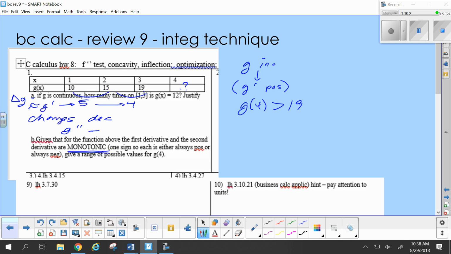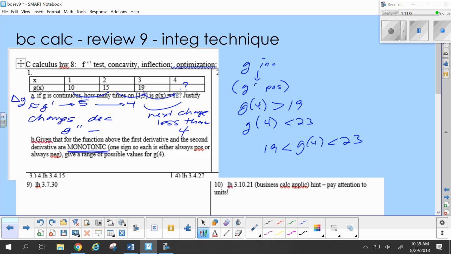Now, that means that the next change must be less than, does it have to be 3? Don't read into it too much. Does it have to be 3? No, it has to be less than 4. So if it has to be less than 4, you're a step ahead of me, but yeah, I see what you're saying, 23. The next change has to be less than 4. Well, if we're at 19 and the next change has to be less than 4, then we have to end at less than 23. Okay, so g at 4 must be less than 23. That can be put together. G at 4 must be between 19 and 23. That would usually be a multiplication. That make sense? Other question?